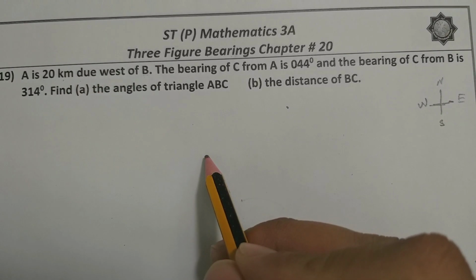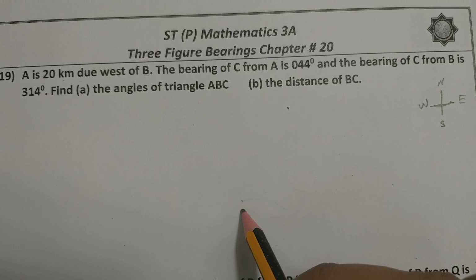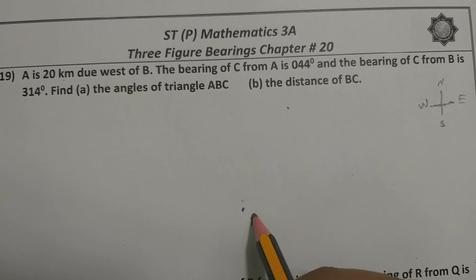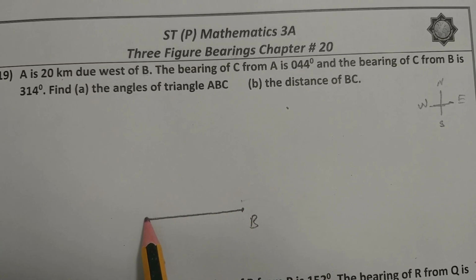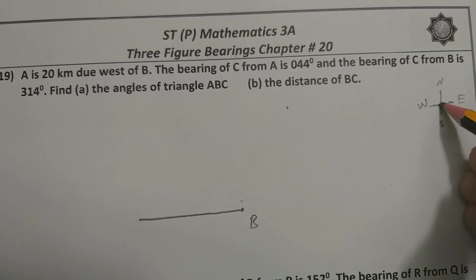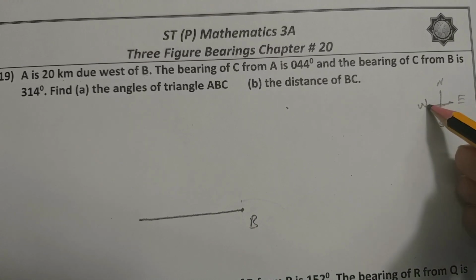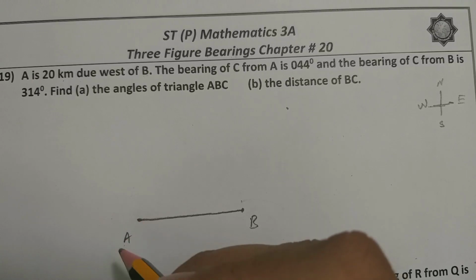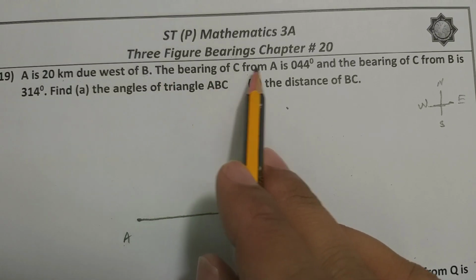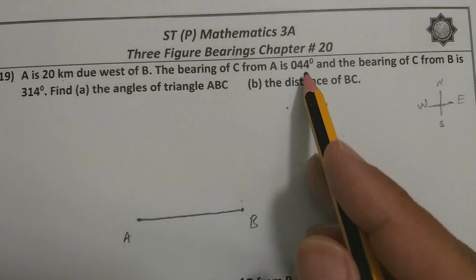Let's suppose this is the B point somewhere here. This is B and A is west of it. So this is west according to this point, because if we are standing on this point, this is east, this is west. So according to this, west is A. And the bearing of C from A is 44 degrees.